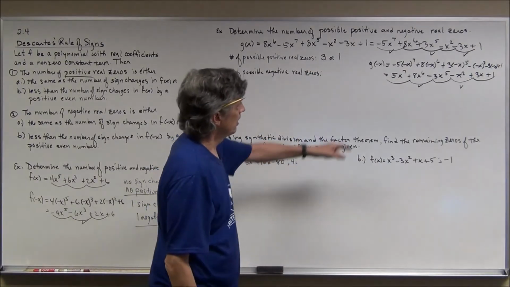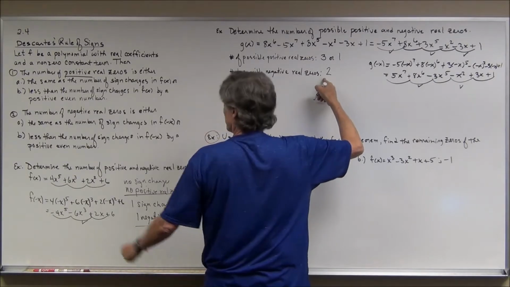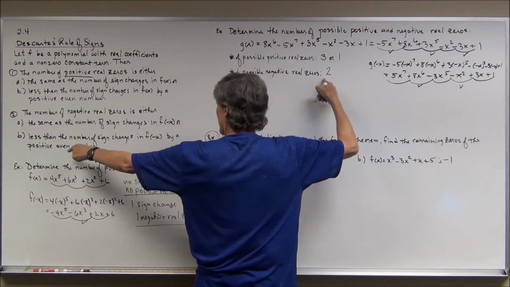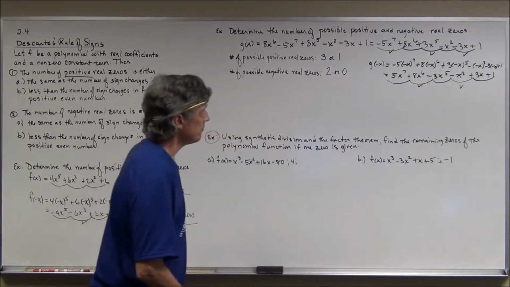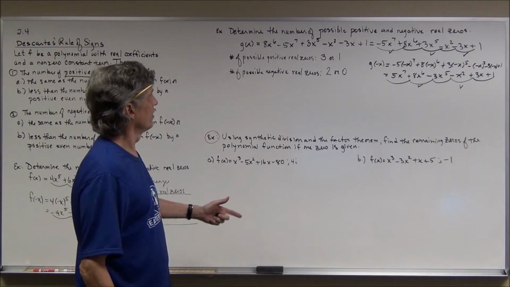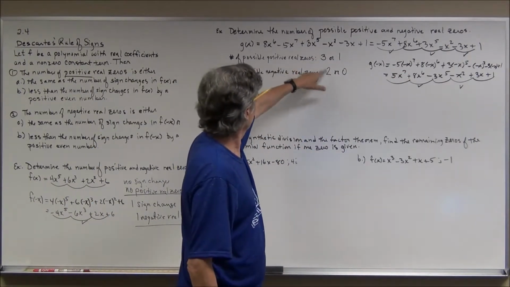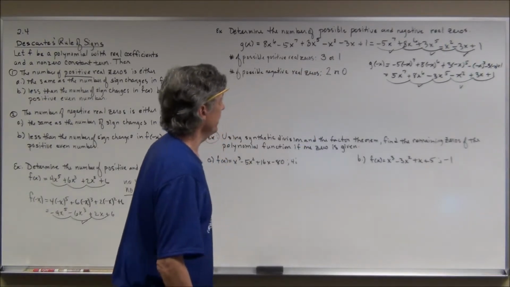Okay, well, I have 2. Or I can subtract 2 from this because, again, it's equal to that or less than it by an even number, the number of sign changes by a positive even number. So if I subtract 2, I might have 0. Now you say, well, wait a minute, this thing's got 7 zeros. You're only accounting for maybe at most 5. Well, the other 2 would be imaginary.